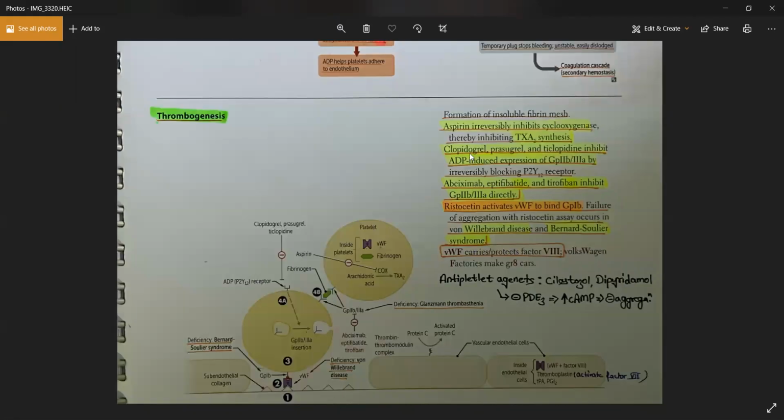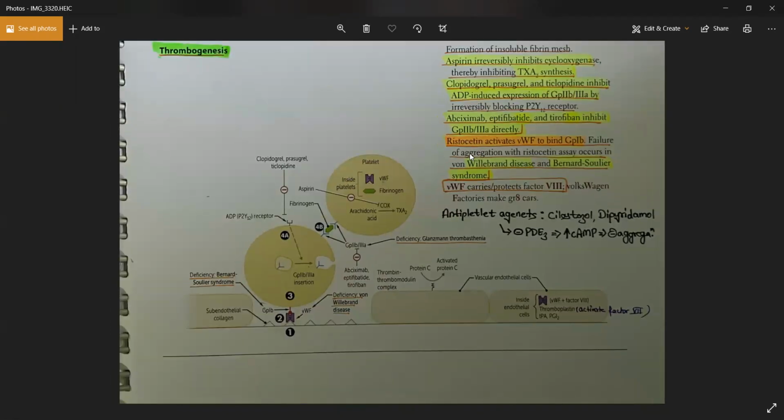So you have certain drugs and certain diseases in which weak platelet plug formation is inhibited. You call them the antiplatelet drugs. The first drug class includes the ADP receptor inhibitors, which are the P2Y12 receptor inhibitors, known as clopidogrel, prasugrel, and ticlopidine. They have "grel" in their name. These are the drugs which inhibit the P2Y12 receptors.